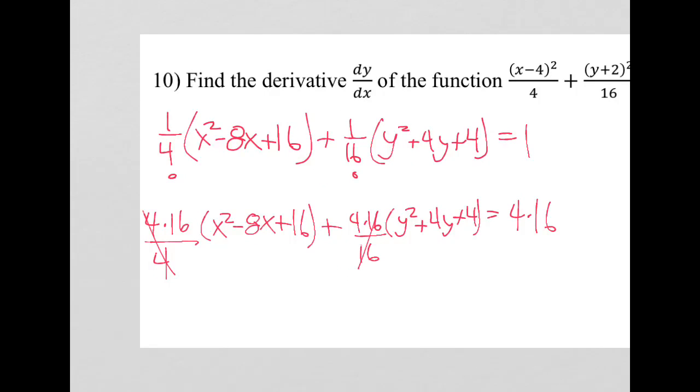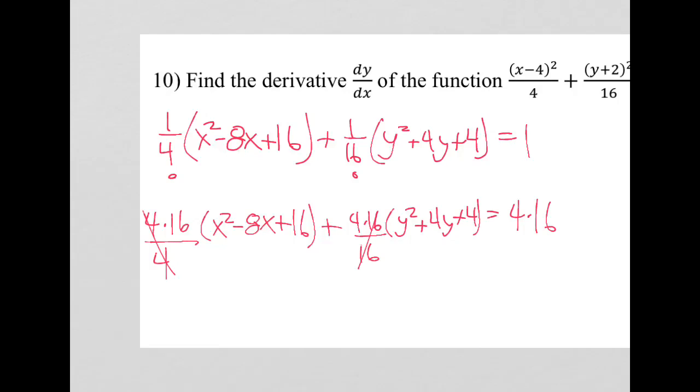And now that I'm looking at this, I actually don't want to do that. I'm being silly. If the denominators are 4 and 16, you basically want to find the lowest common multiple. So if they don't have common factors, then multiply them together. But since I can just multiply everything by 16, that's going to be a much easier way to go about this.